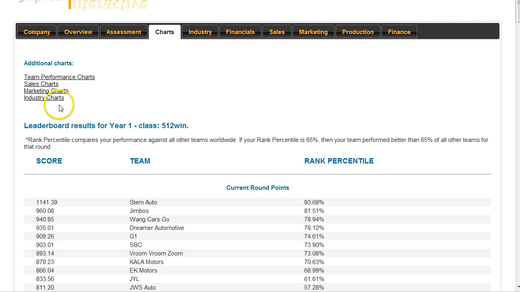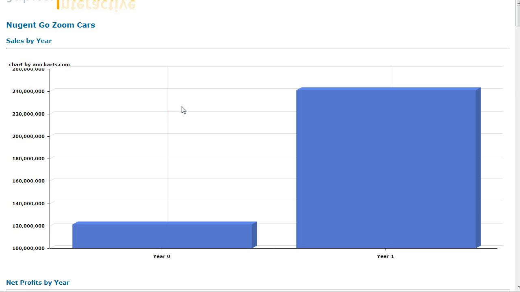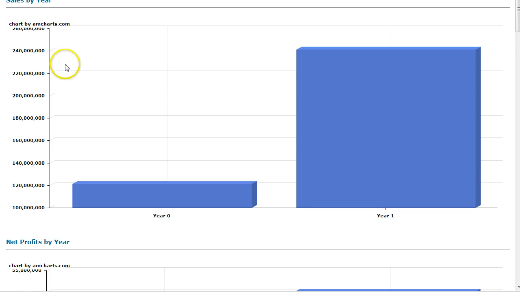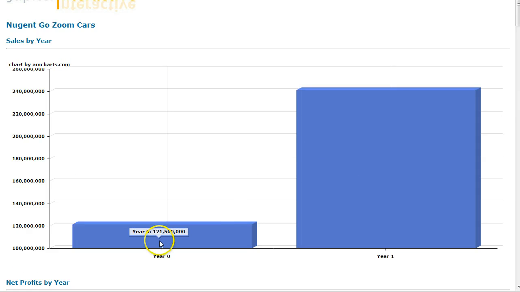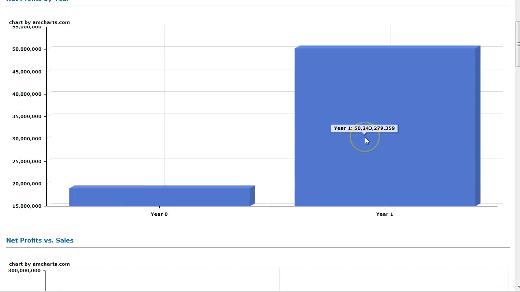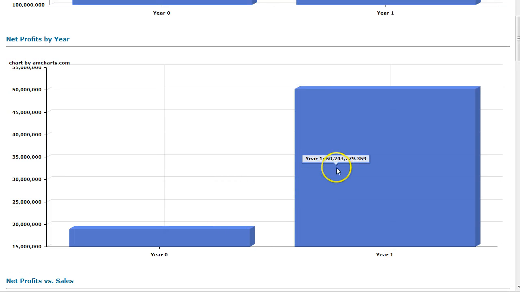Now, if we look at the, let's see, team performance charts, industry. There's a whole bunch of different charts here. Let's look at the team performance. Okay, so this is my company by itself, and you can see that in sales, I was able to increase sales from 121 million to 241 million. Net profits, I was able to greatly increase my net profits from 18 to 50 million.